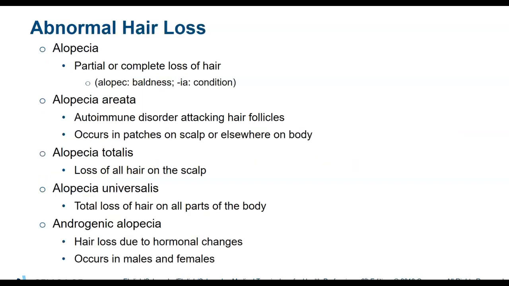Alopecia is partial or complete hair loss. Alopecia areata is an autoimmune disorder that attacks the hair follicles. It can actually be a patch of hair on the scalp, or it could be anywhere else on the body. Alopecia totalis is the loss of all the hair on the scalp. Alopecia universalis is the total loss of hair on all parts of the body. And androgenic alopecia is hair loss due to hormonal changes, and it can occur both in males and females.